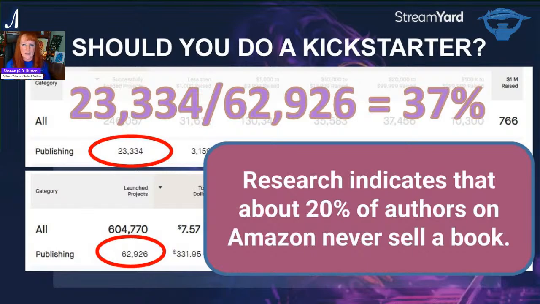So if you look at that as being a failure rate, it's kind of hard to do one for one, apples to oranges. The success rate then would be 80% versus the 37% or 40%, so it's about half. Or if you look at failure rate, the failure rate on Kickstarter is 60%, where the failure rate on Amazon is 20%. So that's 3 times more likely to fail on Kickstarter than if you put your book on Amazon. So keep that in mind.